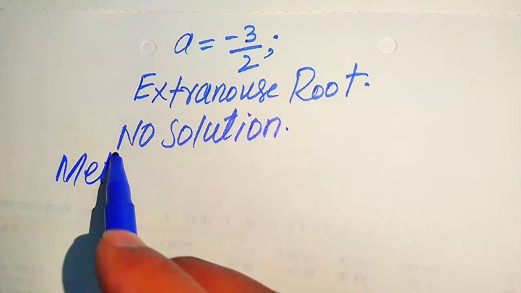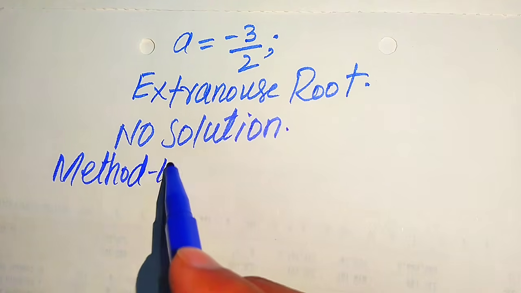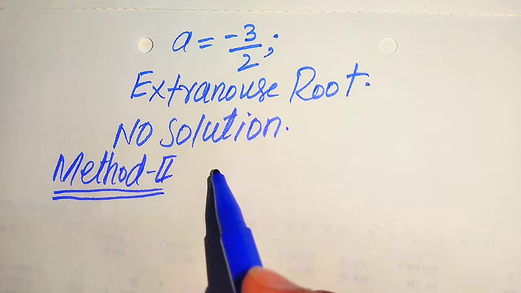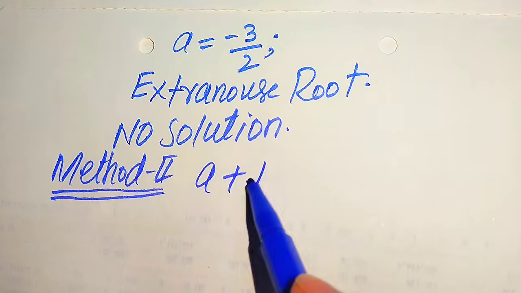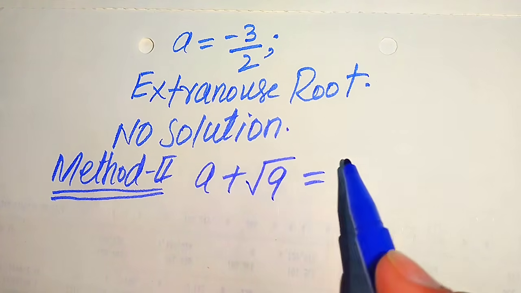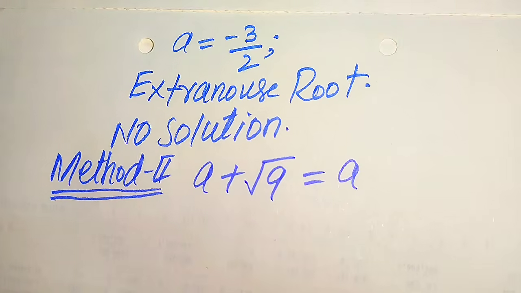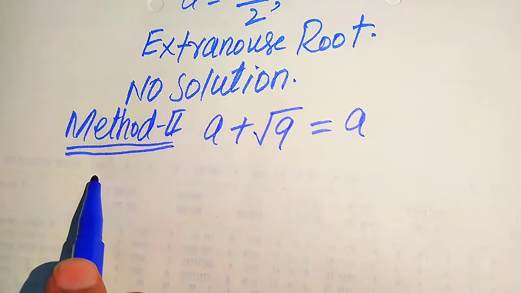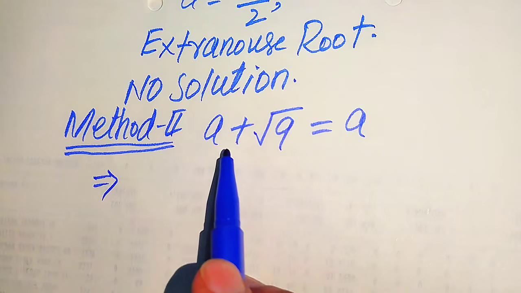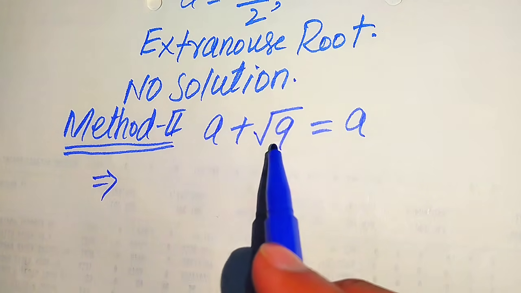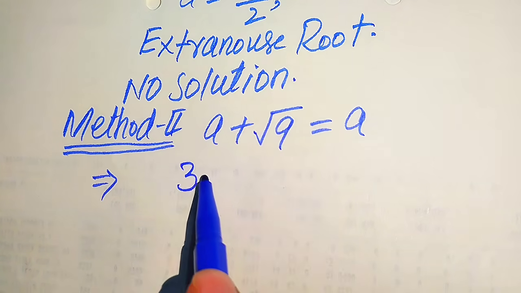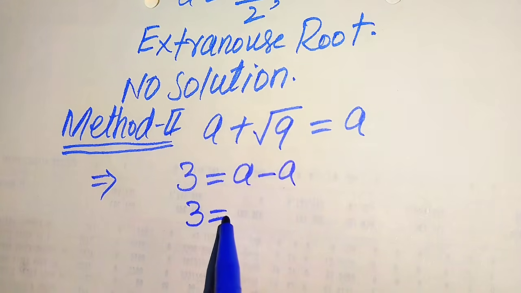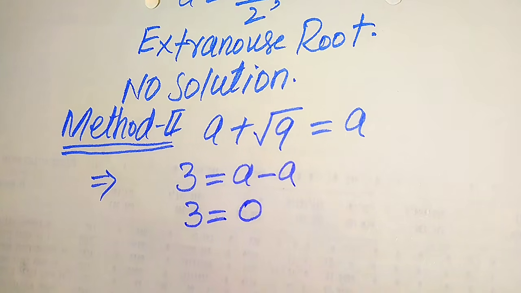Now we again solve this problem using the second method. For the second method, we copy down the given question statement. Here it is a plus square root of 9 is equal to a. Our second method is a very straightforward and quick method, so here we quickly determine the solution set of this problem. Here we move this a to the right hand side, and we know that the square root of 9 becomes 3, is equal to a minus a, and we easily get 3 is equal to 0.